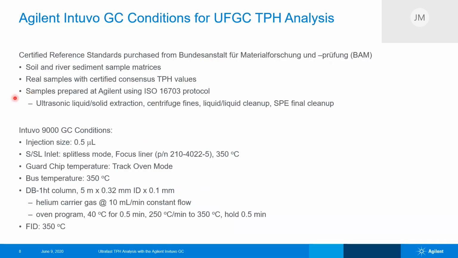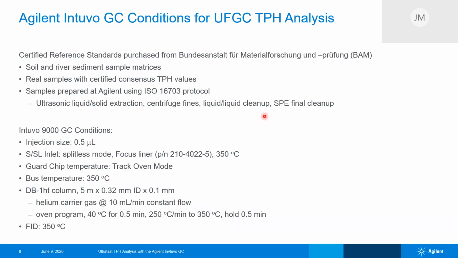The way we're going to do this, we're going to take these samples and we're going to prepare them multiple times using the sample prep protocol outlined in the ISO method. So the steps are shown here. So we're doing ultrasonic liquid solid extraction with an acetone and heptane solvent. Then we're going to decant off the extraction liquid, and we're going to centrifuge that to remove the fine particles. Then we're going to do a liquid-liquid extraction cleanup to remove the acetone. This will be using water with a separatory funnel.